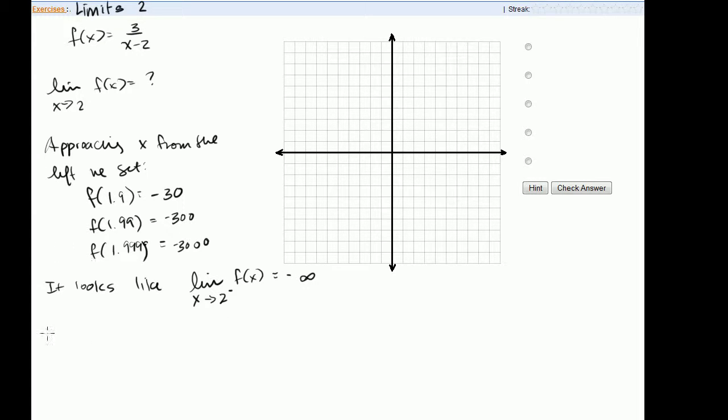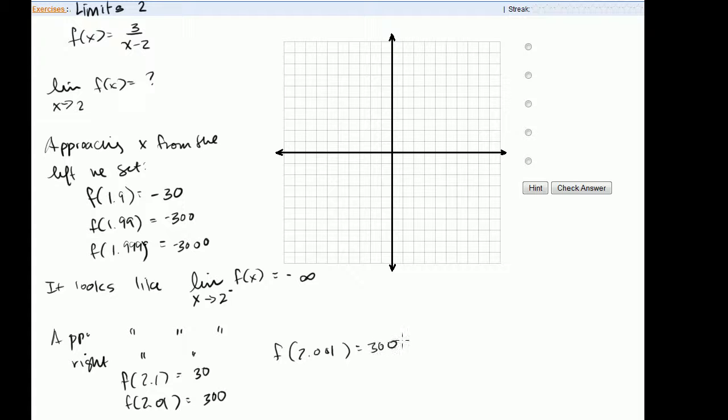And then if they click hint again, approaching 2 from the right, we get f of 2.1 is equal to 30. f of 2.01 is equal to 300. f of 2.001 is equal to 3000. So once again, you can say it looks like the limit as x approaches 2 from the positive direction of f of x is equal to positive infinity.